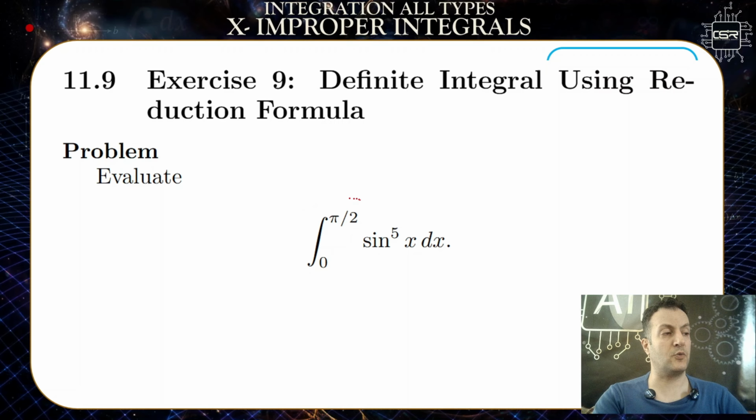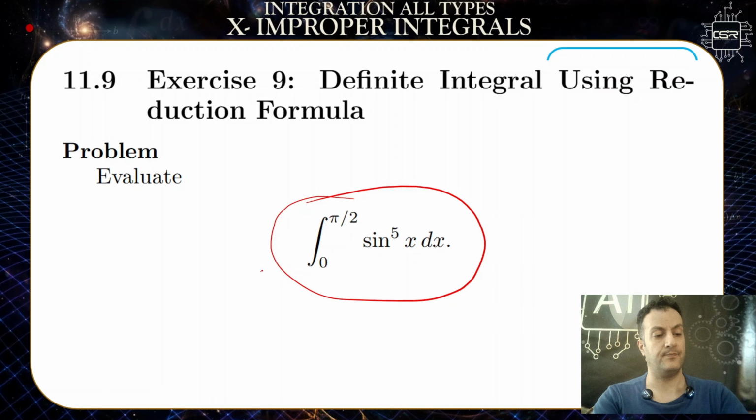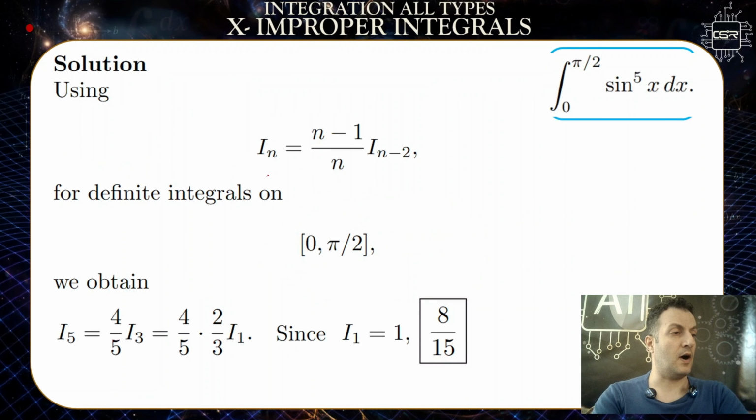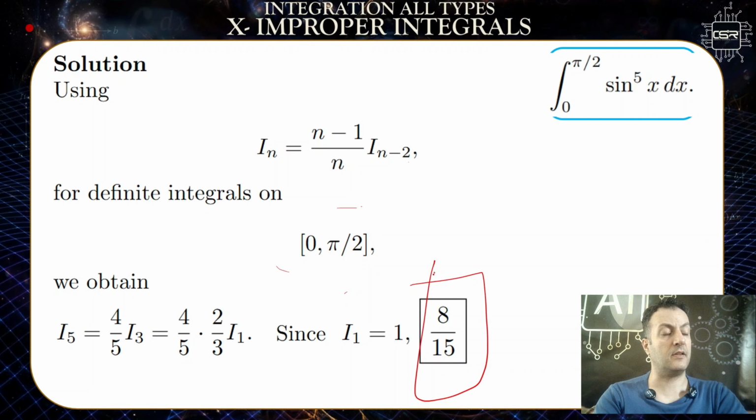Using the reduction formula, let's solve this integral. So I_n is equal to (n minus 1) over n times I_(n-2) for definite integrals from 0 to pi over 2. Since I1 equals 1, it resolves into 8 divided by 15. Okay, so this is the solution for that.